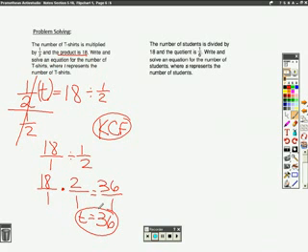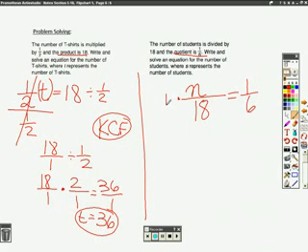And the last one, the number of students is divided by 18, and the quotient is 1/6. So the number of students is divided by 18. So what am I going to put? N over what? It's divided by 18. And what is the quotient? What does it say the quotient is? 1/6. It says the quotient is 1/6. So 18 is bothering the variable. It's division. So Corbin, how do I get rid of it? Multiply by 18. Excellent. I'm going to put a line down here. So times 18 gives me 18n over 18, which gives me 1n.